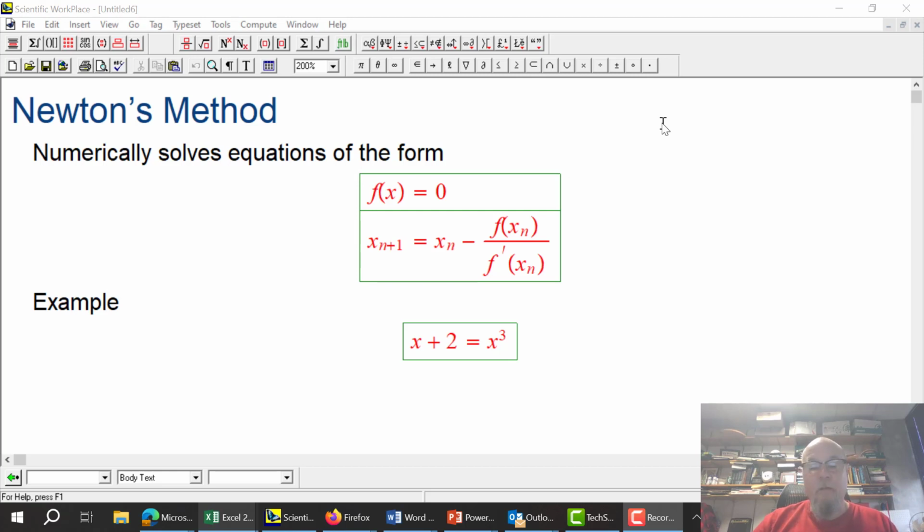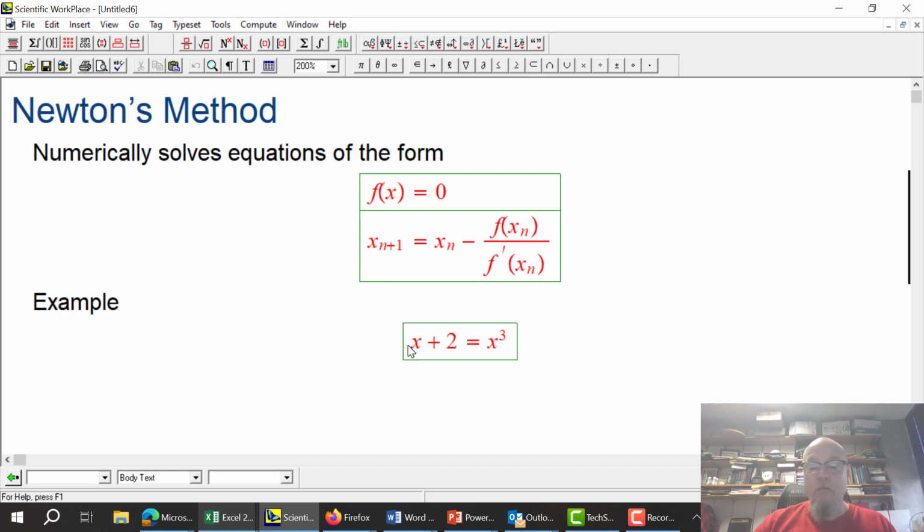Newton's method is an application of the derivative, specifically the equation of the tangent line. What it does is it numerically solves equations f of x equals 0. It finds roots of equations using this iterative method. Okay, let's learn by example.